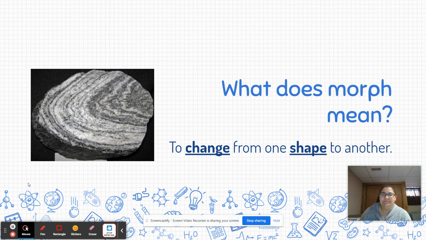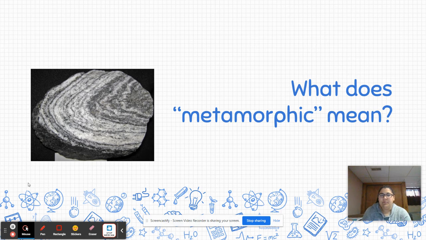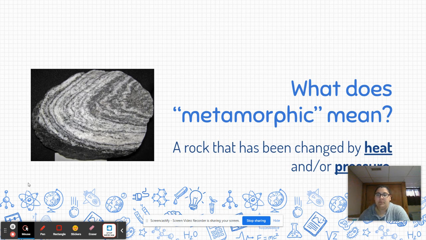But anyways, if morph means to change shape, take a minute and talk about what metamorphic means when it comes to rocks. What do you think that means when it comes to a rock? So pause it and talk about that for a minute. So metamorphic is going to be a rock that has been changed by heat and or pressure. Okay, so it's changed.